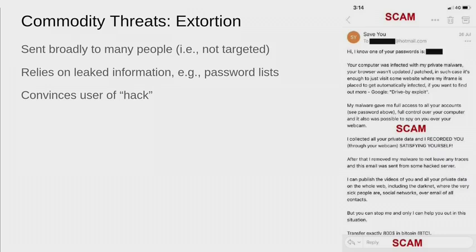Extortion usually says, hey, I know one of your passwords is... Interestingly, these usually contain some of your real old passwords that have been leaked somewhere on a website, and thereby claim that they know your password and want to get money from you or try to trick you into sending them money in one form or another. Usually this relies on leaked information, right?